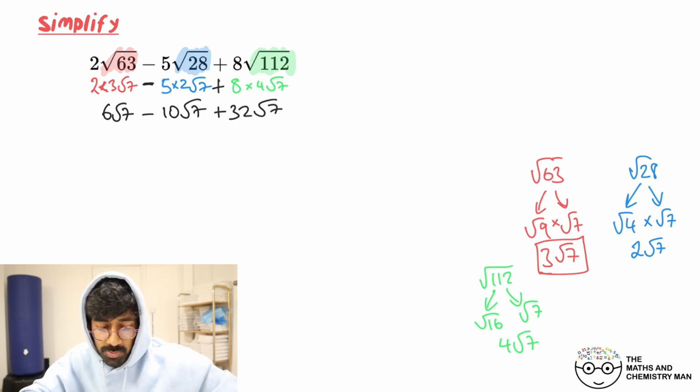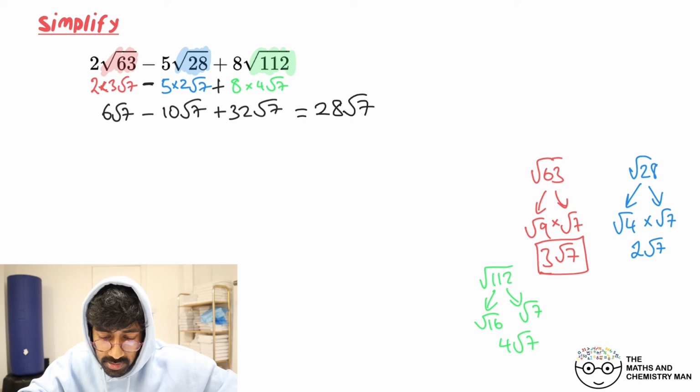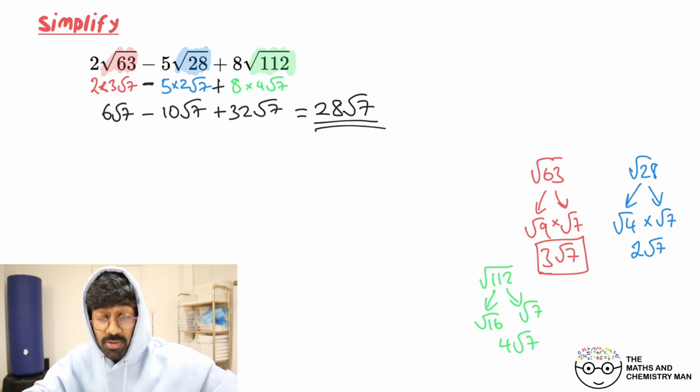And now, let's just bring it all together. So we've got 6 square root 7s, take away 10 square root 7s. That's going to be minus 4 root 7s. And then plus 32 root 7. So overall, that's going to give us 28 square root 7. And that there should have been your final answer.